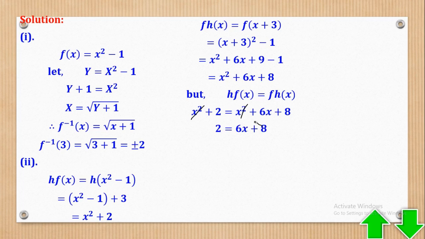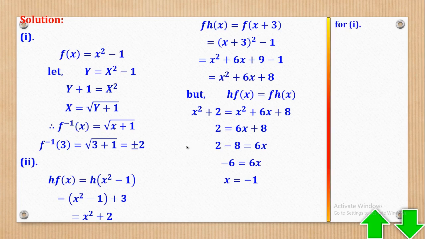Next is to take this 8 to this side to come up with 2 minus 8 equal to 6x. Then this minus this will give me negative 6 being equal to 6x. And when I divide both sides by 6, I come up with x being equal to negative 1. So basically that's what they wanted. Now let's see how marks can be awarded.